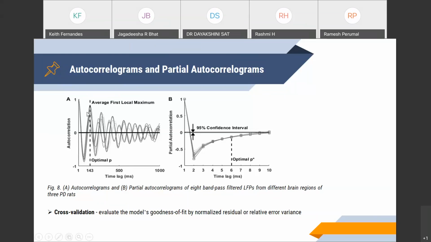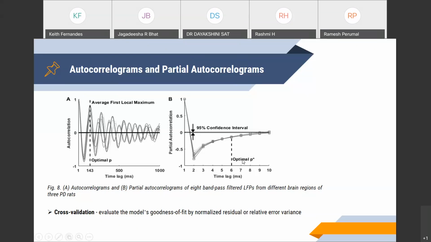You could see on average the first peak appears around 143 milliseconds. If you use this value as the model order, the high voltage spindle can be predicted very well, but it is still a high order. If your signal is estimated from 143 previous samples, of course, it's not computationally efficient, right? So we need to go for a low dimensional model.